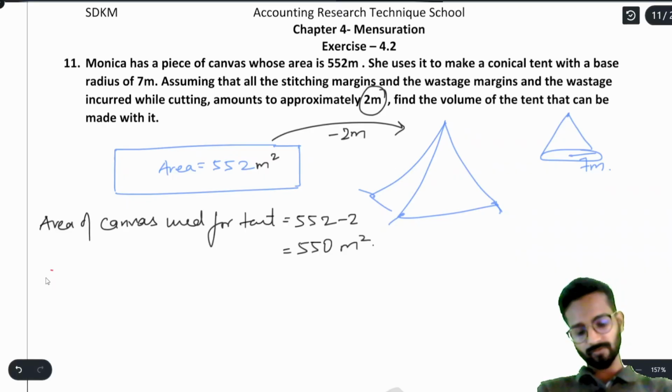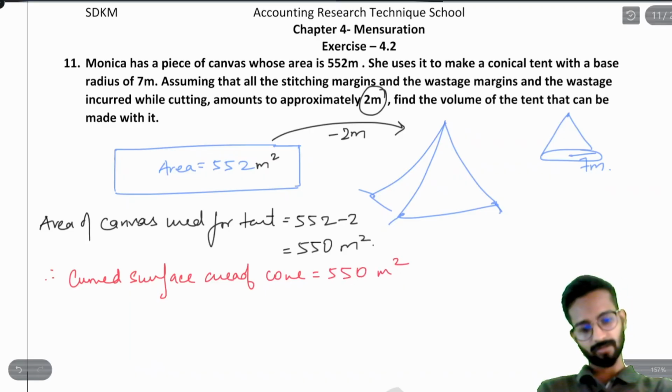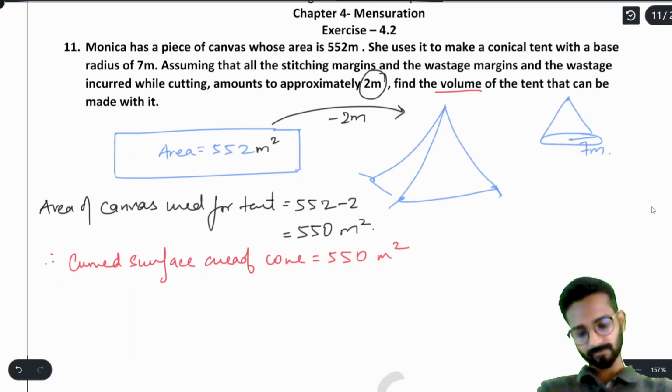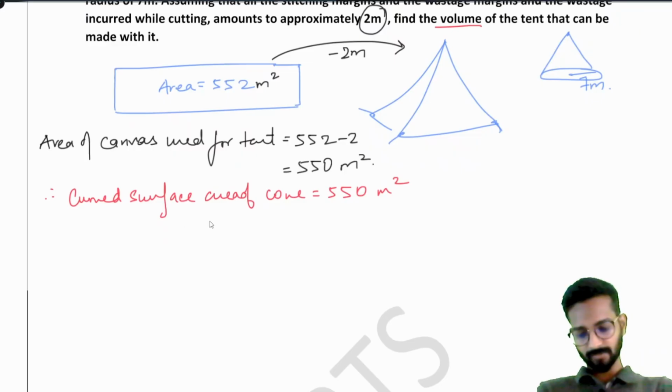Okay, so therefore curved surface area of cone is equal to 550 meters square. Understood? Simple enough. Now what is it saying after that? Assuming that all the stitching margins is gone, 2 meters is gone, find the volume of the tent that can be made with it. See, you can say when CSA of the cone is 550, I can write here CSA is nothing but 550 meter.